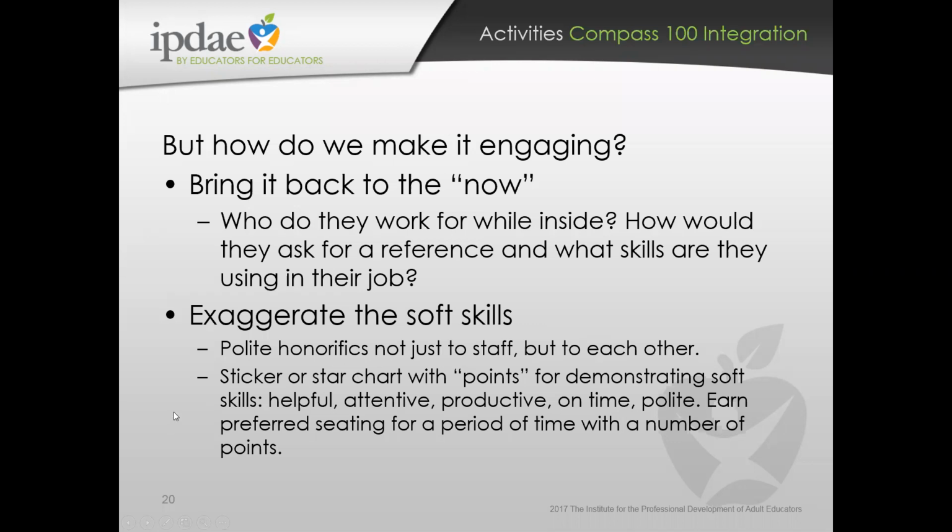You can also do sticker or star charts. We can't give stickers or things like that to the inmates, but you can do a chart that gives them points for demonstrating their soft skills. If you catch them being helpful or attentive or productive, catch them being polite. And then as a reward, they can earn their preferred seating for a period of time. It doesn't take a physical reward. They don't have to earn a pencil or earn time off from school. Something as simple as letting them pick where they sit can often be a great motivator.